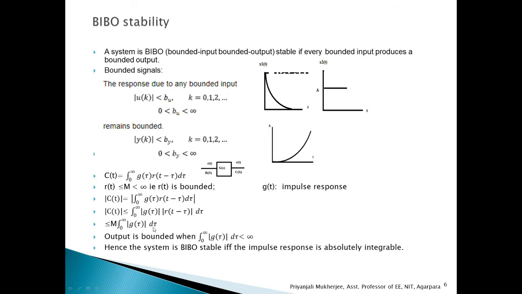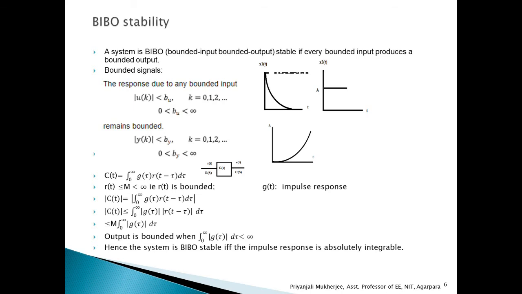So the output is unbounded during this condition: the integral from 0 to infinity of the modulus of g(tau) d tau is not less than infinite. So we can conclude that the system is BIBO stable if and only if the impulse response is absolutely integrable. And if a system is given a bounded input and it produces a bounded output, then the system is said to be a BIBO stable system.